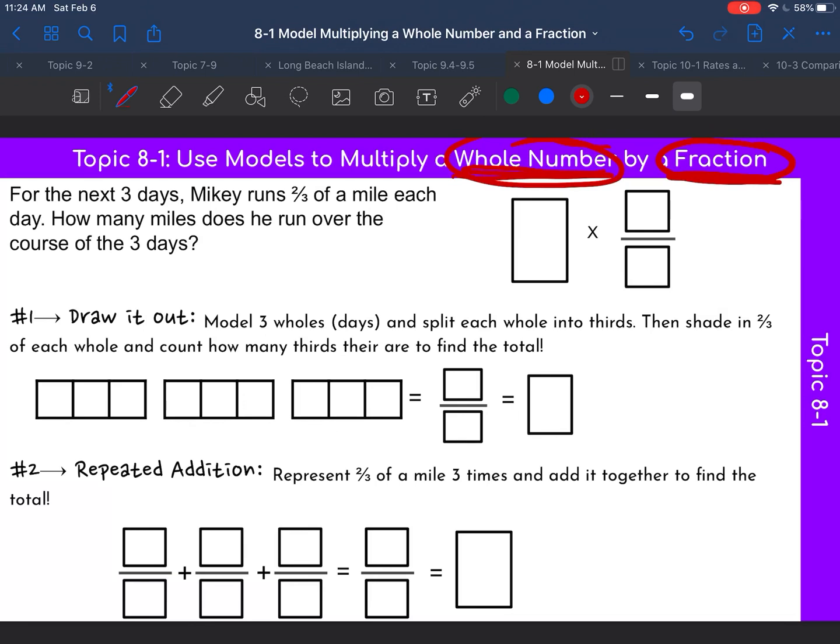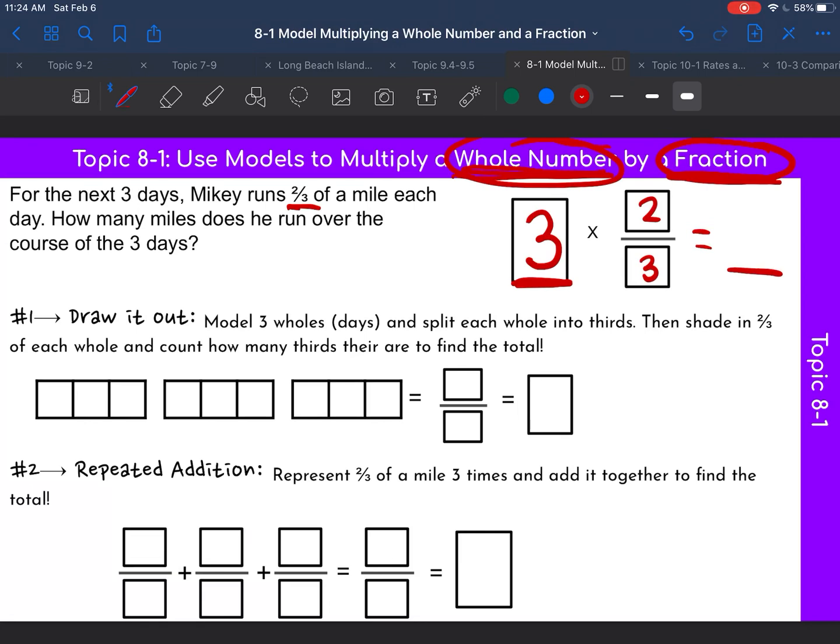So 3 days, that's how long he's running. So that's our whole number. 3 whole days he's running, and each of those days he runs 2/3 of a mile. So every day for 3 days he runs 2/3. So that's our multiplication problem: 3 times 2/3, because we want to figure out how many miles he runs in total.